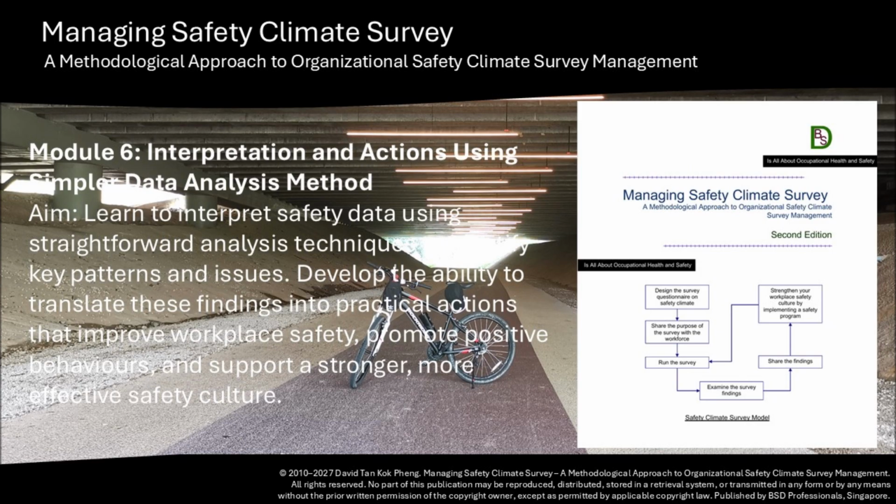In this session, we'll move on to the last Module 6, Interpretation and Actions using Simpler Data Analysis Methods. The aim of this module is to learn how to interpret safety data using straightforward analysis techniques. This will help us identify key patterns and issues in a clear and practical way. We'll also focus on developing the ability to translate these insights into meaningful actions that improve workplace safety, encourage positive behaviors, and strengthen an effective safety culture across the organization.